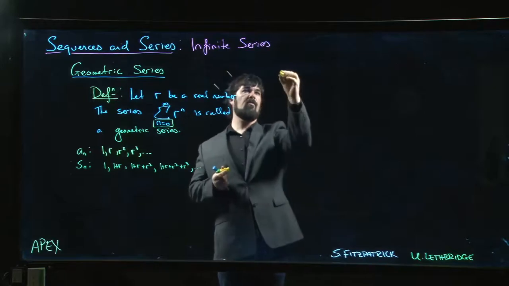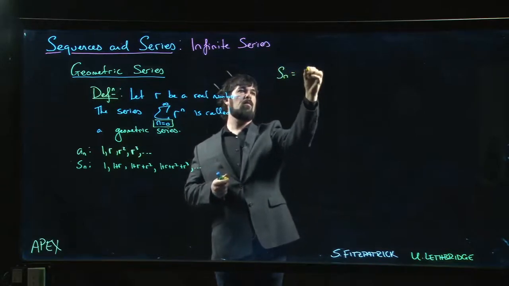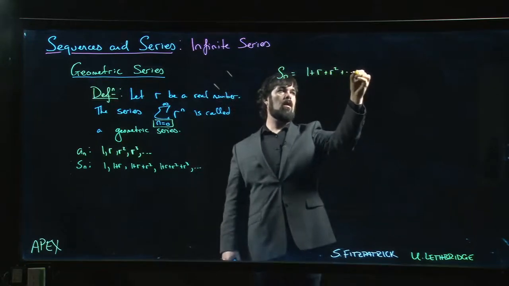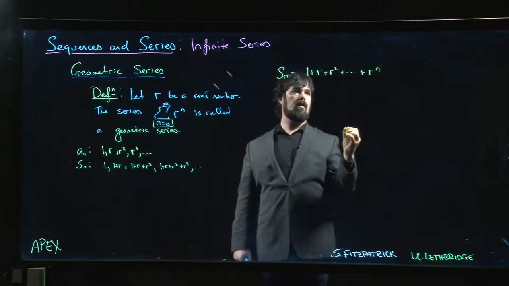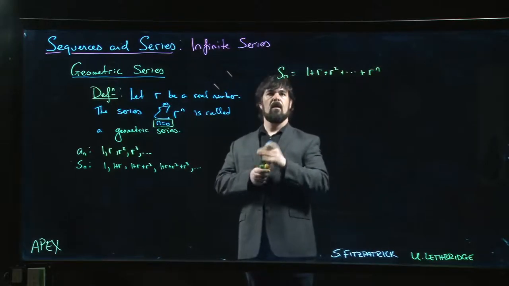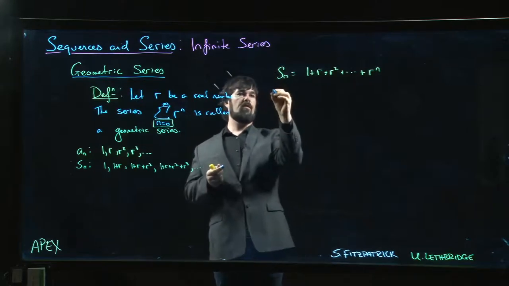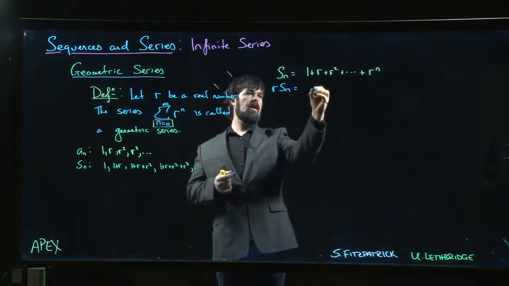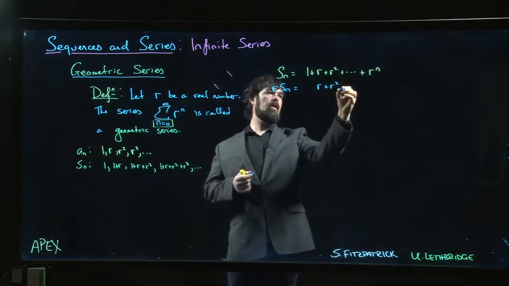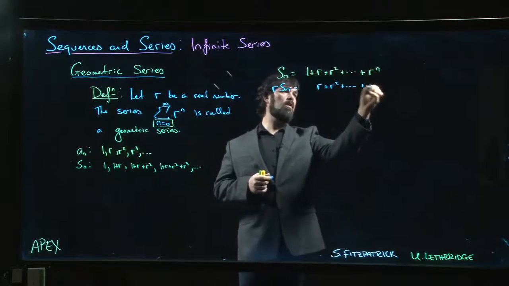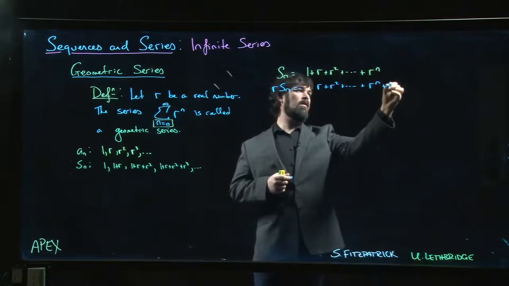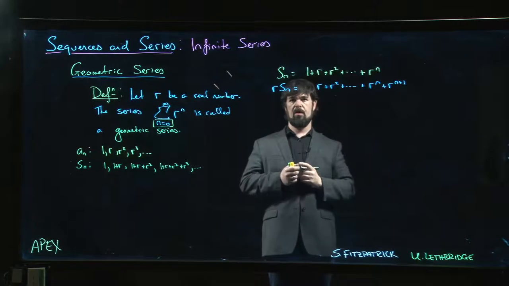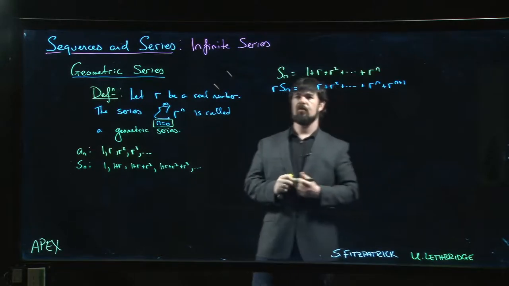So we have the following. S_n would be 1 plus r plus r squared, up to r to the n. Now, I'm going to do this: I'm going to do r times S_n, multiply everything by r. So then I have r plus r squared and r cubed and so on up to r to the n, and then r to the n plus 1. Now I've shifted it over one because what I want to do is subtract these.